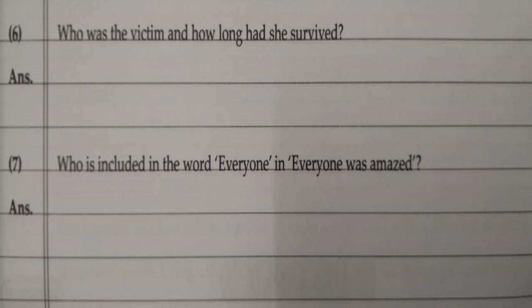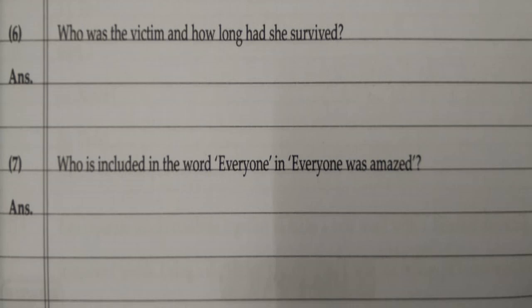Who was the victim and how long had she survived? Now, who was this victim? Yes, you must have guessed the answer. The victim was a young English woman, Jenny Montrose, and she had survived for 3 years. And that was where? On the ship, from when she came on the ship and started living there. So once again, I will read the answer for you, students. The victim was a young English woman, Jenny Montrose, and she had survived for 3 years.